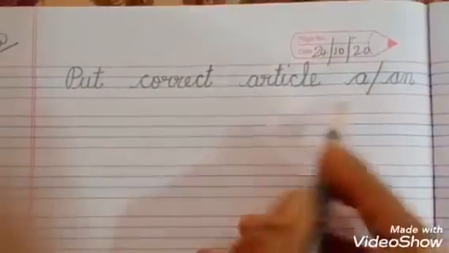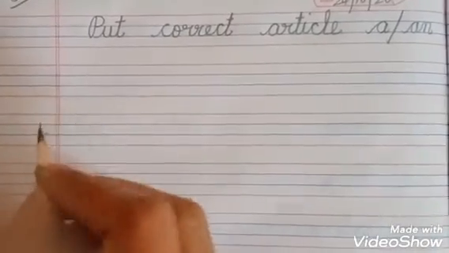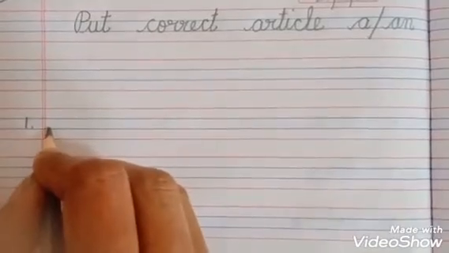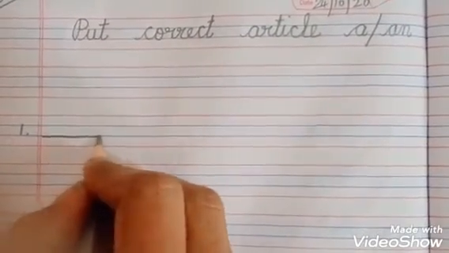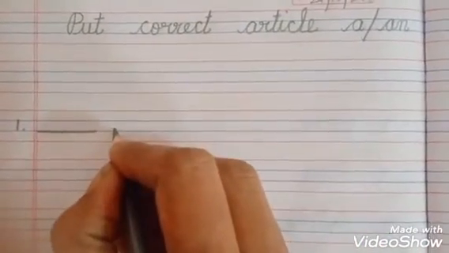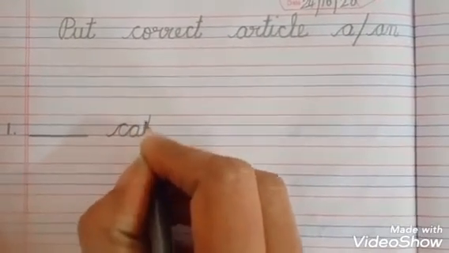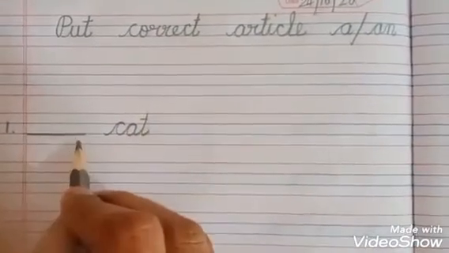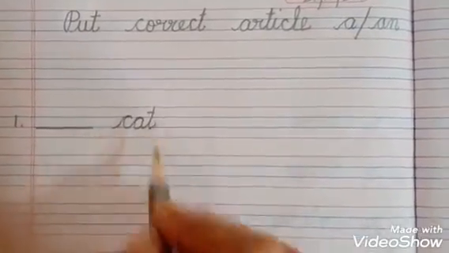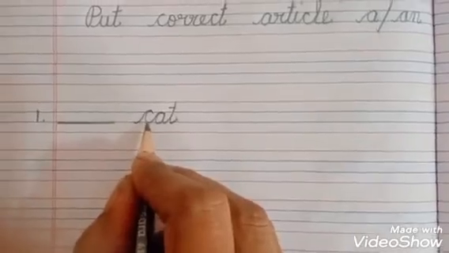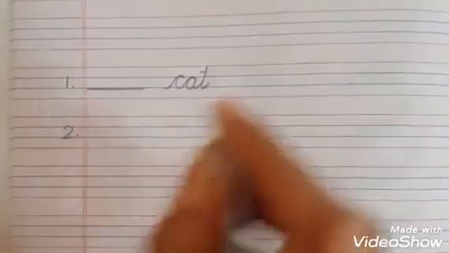Leave the second line. You have to underline here. Then here you put number 1. Write dash. Cat. C-A-T. Cat. Now you put only dash. We can fill the blank afterwards. After completing all, we can fill the blank. Dash cat. Finished.